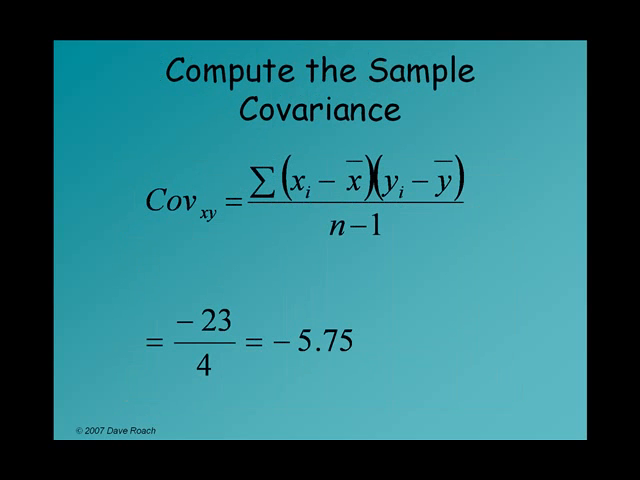So to compute the sample covariance, take that sum of cross products that we just had, the minus 23, and divide it by n minus 1. So it's minus 5.75.